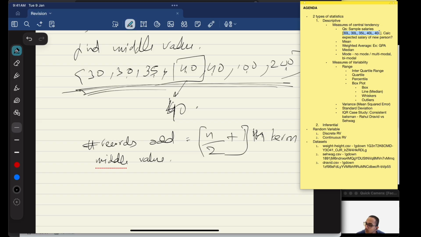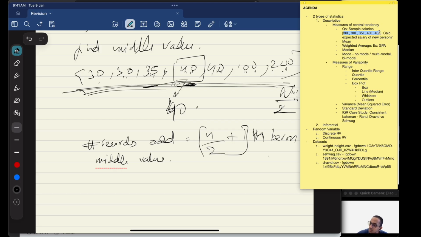So if we see here, the total number of elements is n. So n by 2 would be... 1, 2, 3, 4, 5, 6, 7. 7 by 2 is somewhere around 3.5. So n by 2 would be 3.5, so we use the plus 1th term. This is the third, plus 1th term is 40, right? So that's how you find the middle value for this one.